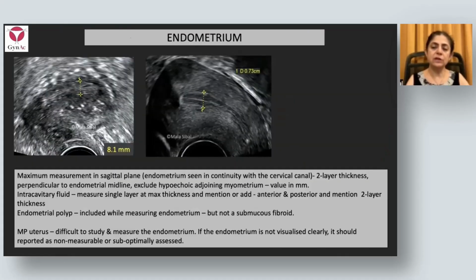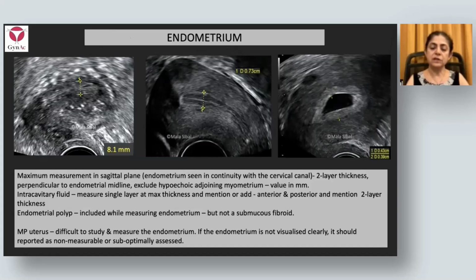When it comes to evaluating women with postmenopausal bleeding, it's very important that we measure the endometrium accurately. For this, we need to have a zoomed in image of the uterus, which occupies about 2/3 of the screen. We measure the endometrium where it is maximally thick in the sagittal plane, and a 2-layer thickness is provided in millimeters. If there is intracavitary fluid, then we take a single layer thickness wherever it is thickest, and we mention that it is a single layer thickness, or we can measure the anterior and the posterior where we think it is thickest and give the measurement which is in 2 layers.